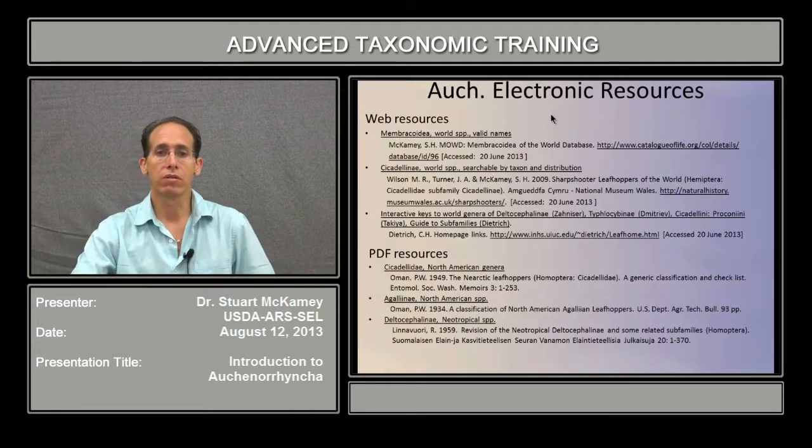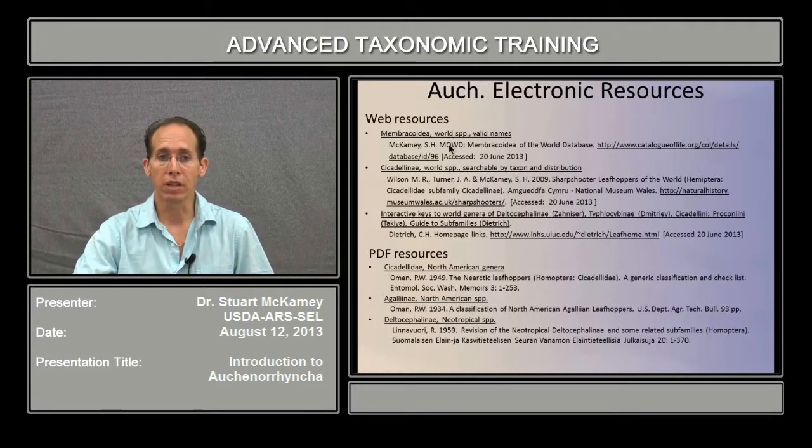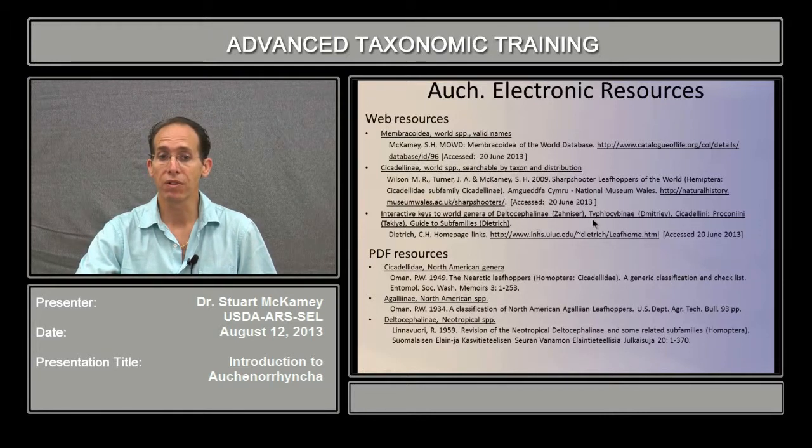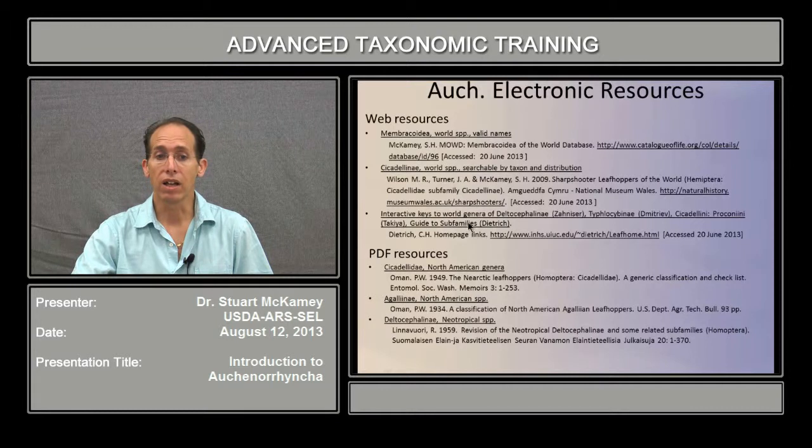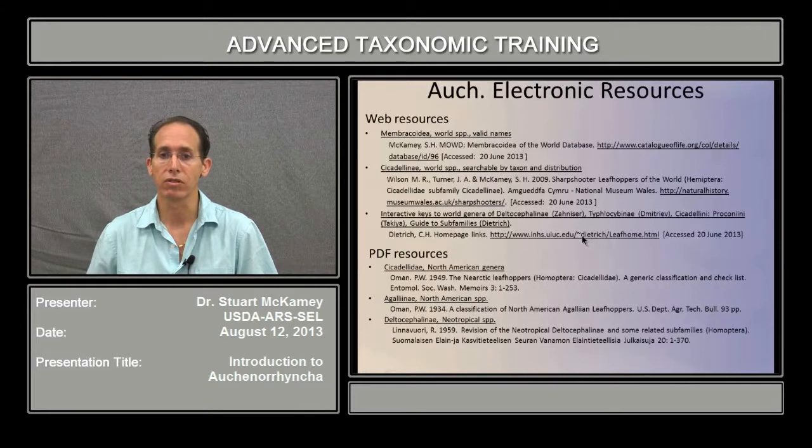Lastly, I want to direct you to some electronic resources. For the valid names of world Membracoidea, you can go to my database on the Catalog of Life website. For images of almost all species of sharpshooters, which you can search by taxon and distribution, you can go to this website by Mike Wilson, his colleague, and myself. And interactive keys to genera of Deltacephalini, Typhlosybini, and one tribe of sharpshooters, and a guide to subfamilies overall, is at Christopher Dietrich's homepage at Illinois Natural History Survey.